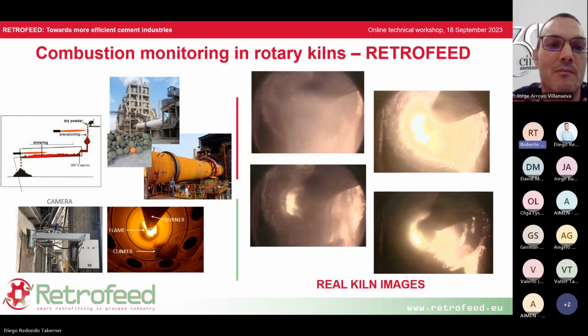But the reality is that we have the images on the right, with some overexposed frames, where you can find some dust coming from the air. So they are not perfect. Next slide, please.